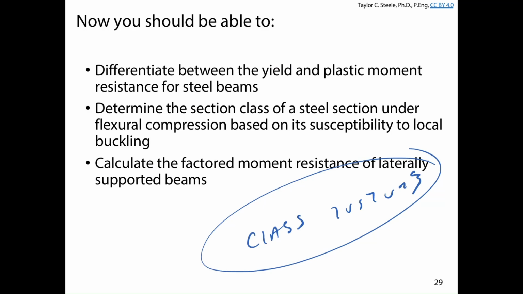Other than that, now you should be able to differentiate between what a yield moment is and what a plastic moment is in terms of quantifying the resistance of steel beams. Determine the section class of a steel section based on its susceptibility to local buckling. And what class it is will tell you whether you're using the yield moment, the plastic moment, or a smaller value for class 4 sections to calculate the factored moment resistance of a laterally supported beam. Does anyone have any questions about any of that before wrapping things up?